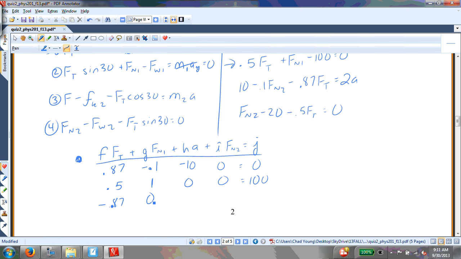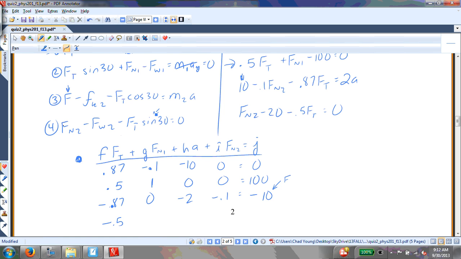There is no Fn1, so that's 0. A is negative 2. Fn2 is negative 0.1, and that would equal negative 10. Just want to point out that this value right here is F. I'm going to come back and change this in just a bit. So that's my value F. And then finally, for equation 4, Ft is negative 0.5. That's this coefficient.